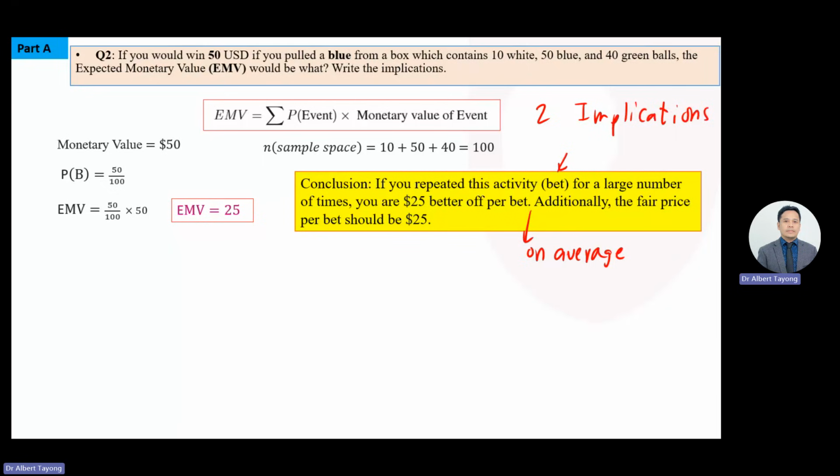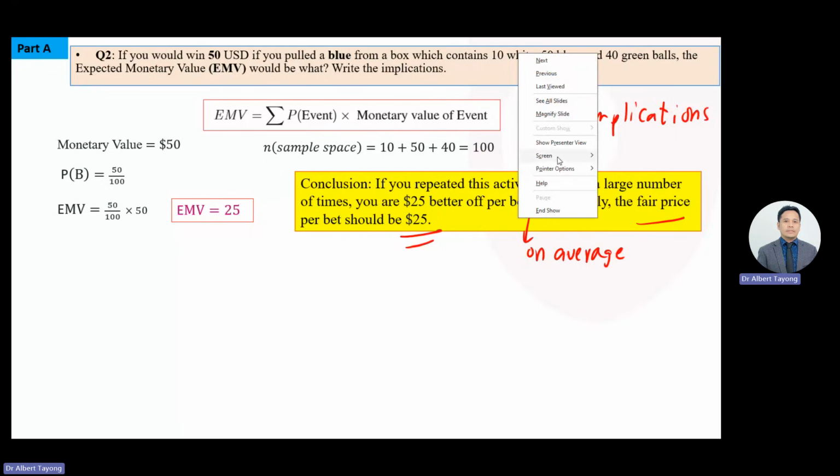Additionally, the second implication is the price of the ticket, how much you're supposed to pay per game or per activity. So the fair price should be $25, so close to this amount somehow. Okay, so these are the implications of our EMV. It's very easy to get the value. We just have to multiply the P of E and the MV, or the monetary value.